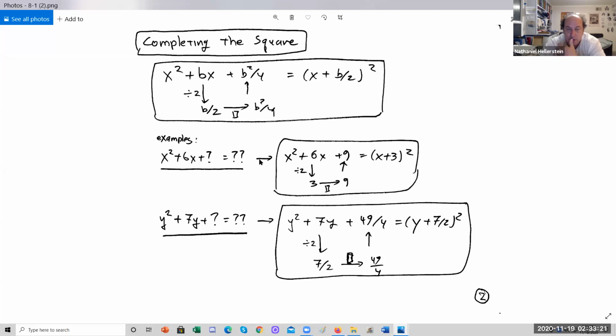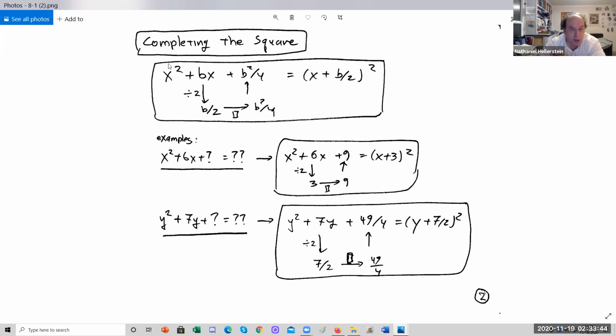Now, there's a little trick here. We have x squared plus 6x. We want to add another term here to make it a square of a sum. Now, the rule is this. If you have x plus half of b, square that. And you go through all the arithmetic. You get x squared plus bx plus b squared over 4.